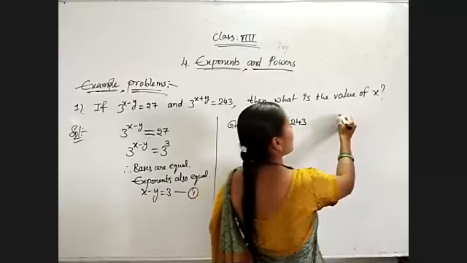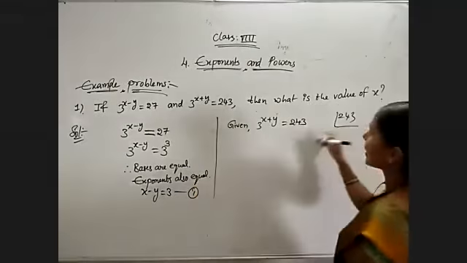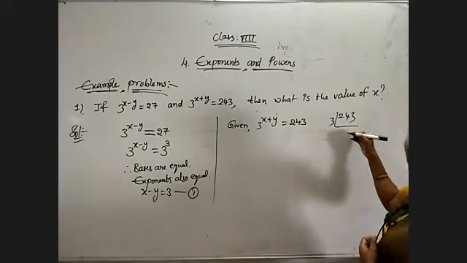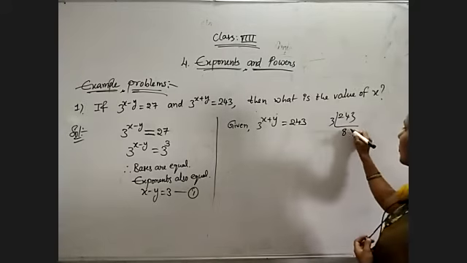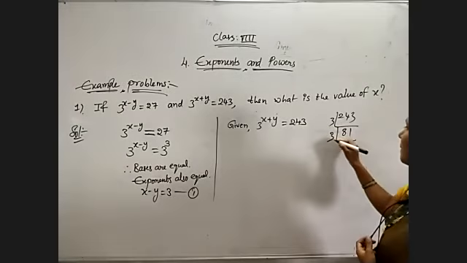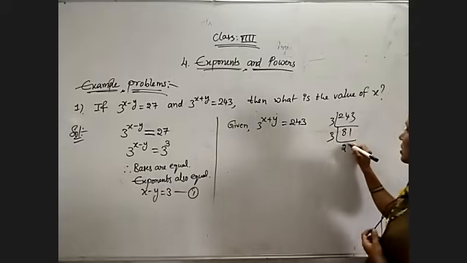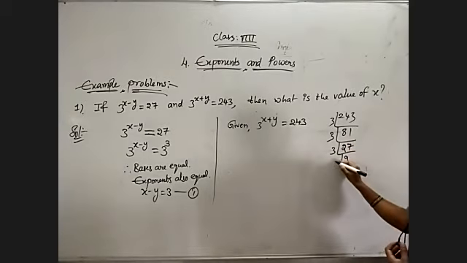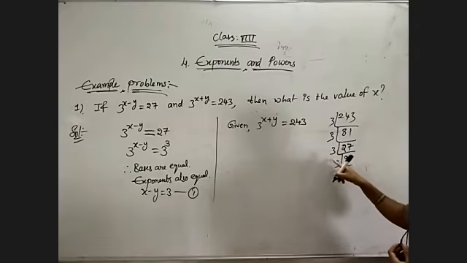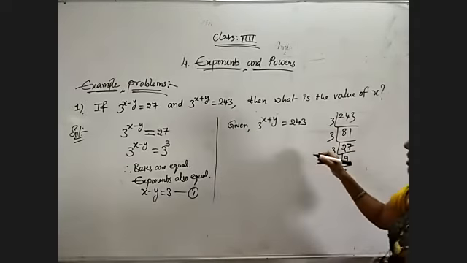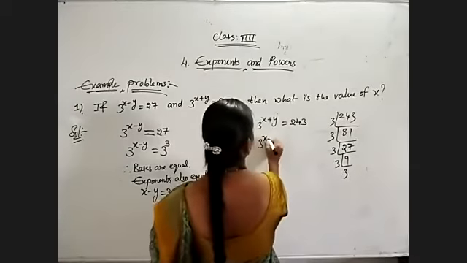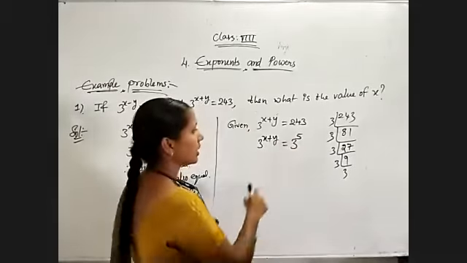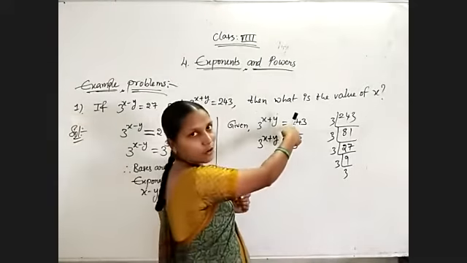Now 243, we don't know how much we will get for 3 power. For that sake, I am doing 3 prime factorization. 3 8s are 24, 3 1s are 3, 3 2s are 6, 3 7s are 21, 3 9s are 27, 3 3s are... So just observe: 1, 2, 3, 4, 5, 5 3s. That is 3 power x plus y is equal to 3 to the power of 5. Okay, 3 to the power of 5 is equal to 243.